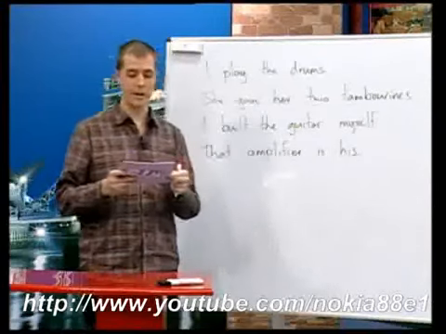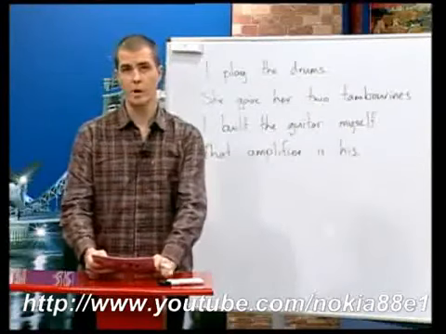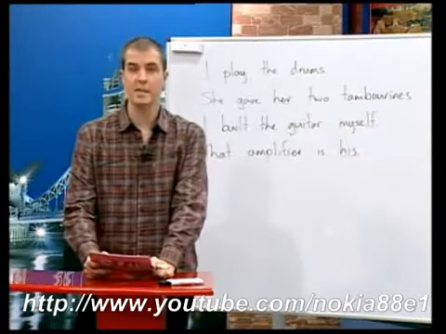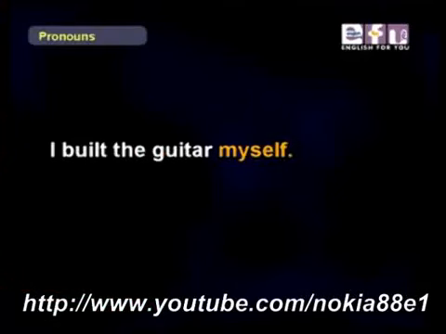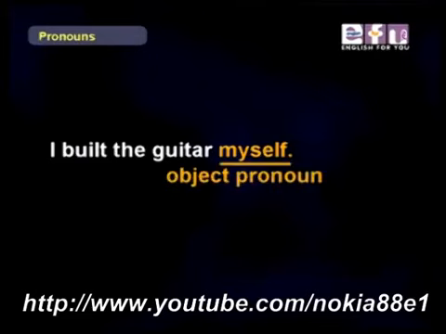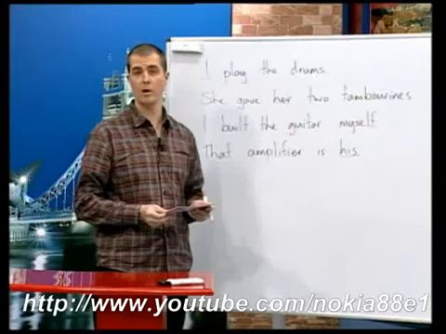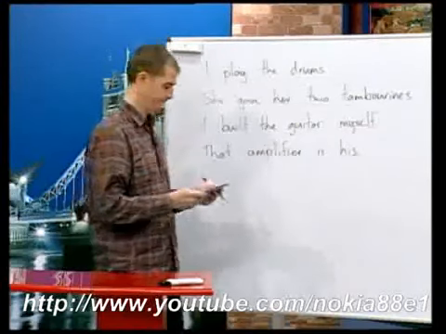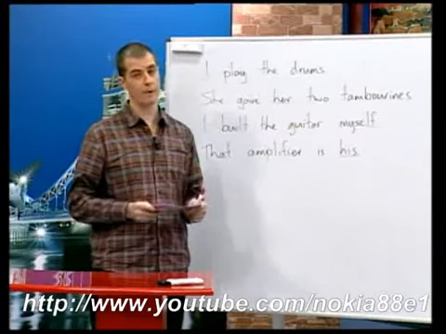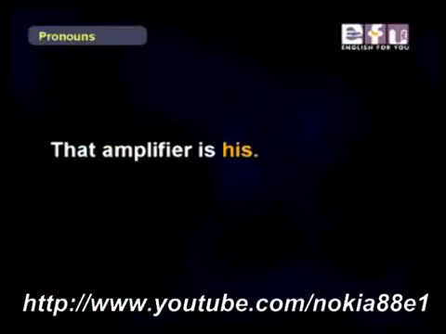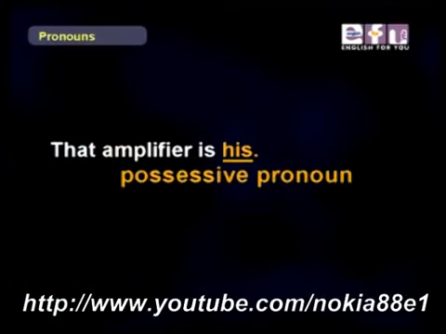A reflexive pronoun is used as the object of a verb or a preposition when the subject and the object are the same. I, myself, are the same. I built the guitar myself. A possessive pronoun is used to show possession, and possessive pronouns are not followed by a noun. That amplifier is his. His is a possessive pronoun.